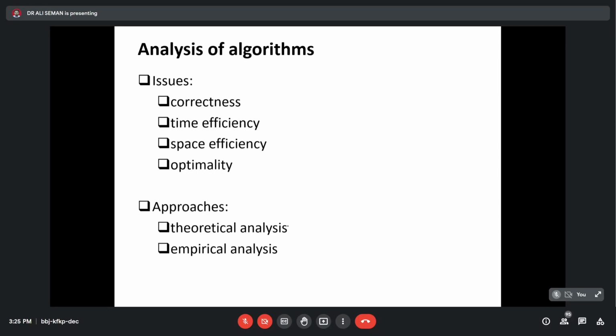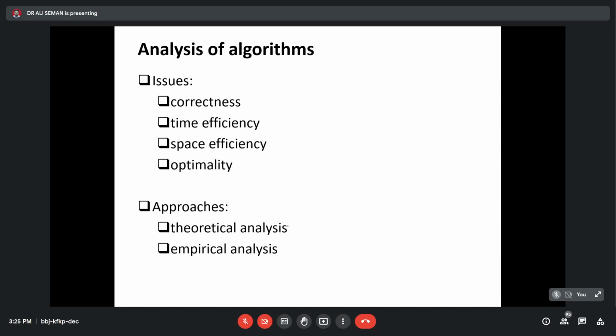Do you know what the difference is between theoretical analysis and empirical analysis? Someone please respond. What is the difference? Theoretical analysis and empirical analysis? Theoretical is just like theory, empirical is more or less like implementation. Okay, you only remember empirical, right? Okay, correct in general, but theoretical is based on theory, based on mathematical analysis, based on mathematics.